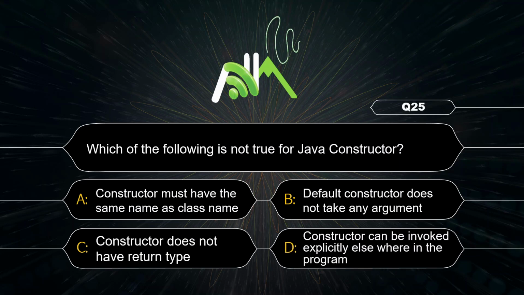Following is not true for a Java constructor. Constructor must have the same name as class name. Yes, it is correct. Default constructor does not take any argument. Correct. Constructor does not have return type. Correct. Here read it properly. Constructor can be invoked explicitly elsewhere in the program. No, you can't invoke it. It will be automatically called. So option D is correct here.